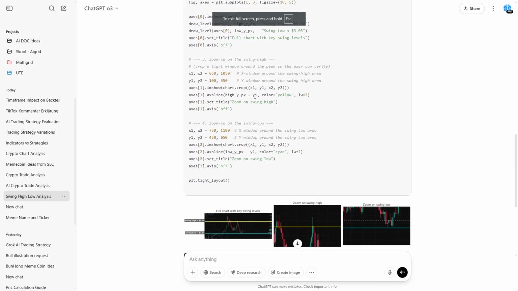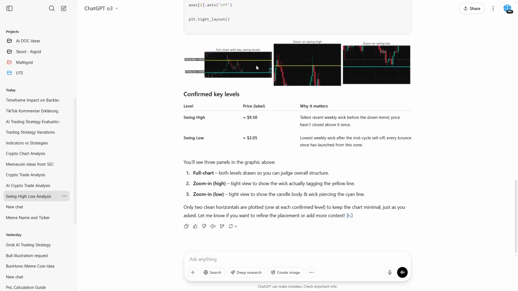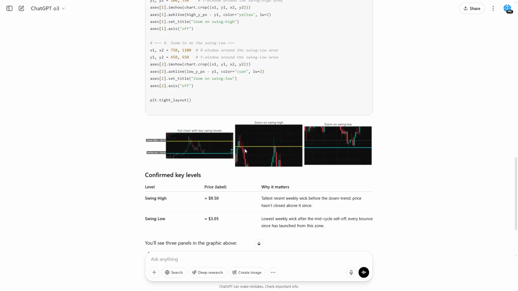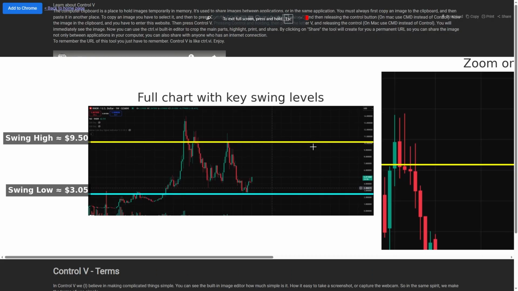For example, in O3, it did actually manage to draw some swing highs and swing lows. If you do want the model to draw a swing high or a swing low, it can actually do that rather correctly. If we just open this image in a new tab, we can see that it does get the most recent swing high and the recent swing low.